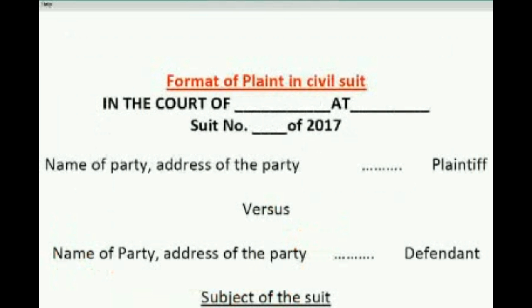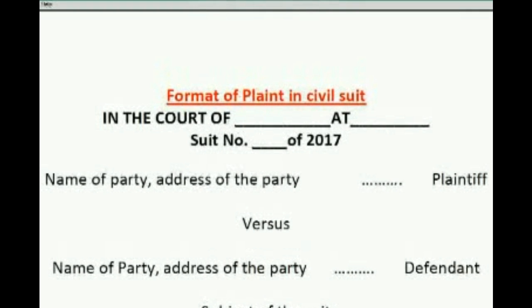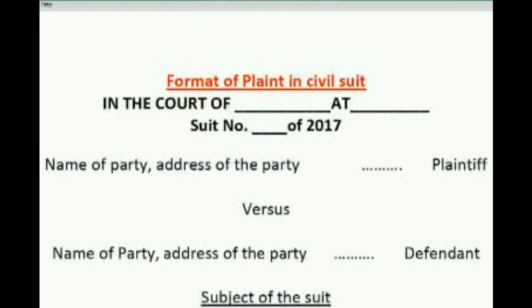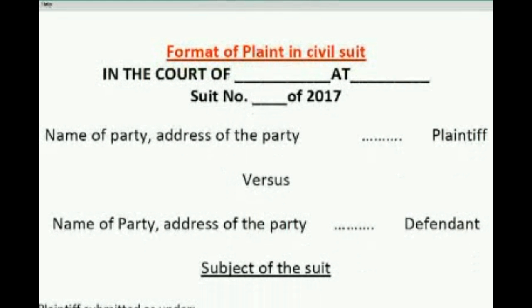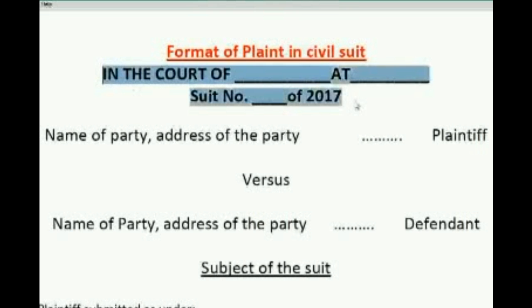Okay, we have studied some of the important points which will help you a lot in writing a plaint and written statement. Now we take an example of the format, and with this example you will be able to write your own written statement or plaint with ease. First of all, you have to mention the name of the court, like if you are filing a plaint in High Court, in the Court of High Court at New Delhi, or in the Court of Supreme Court at Delhi.